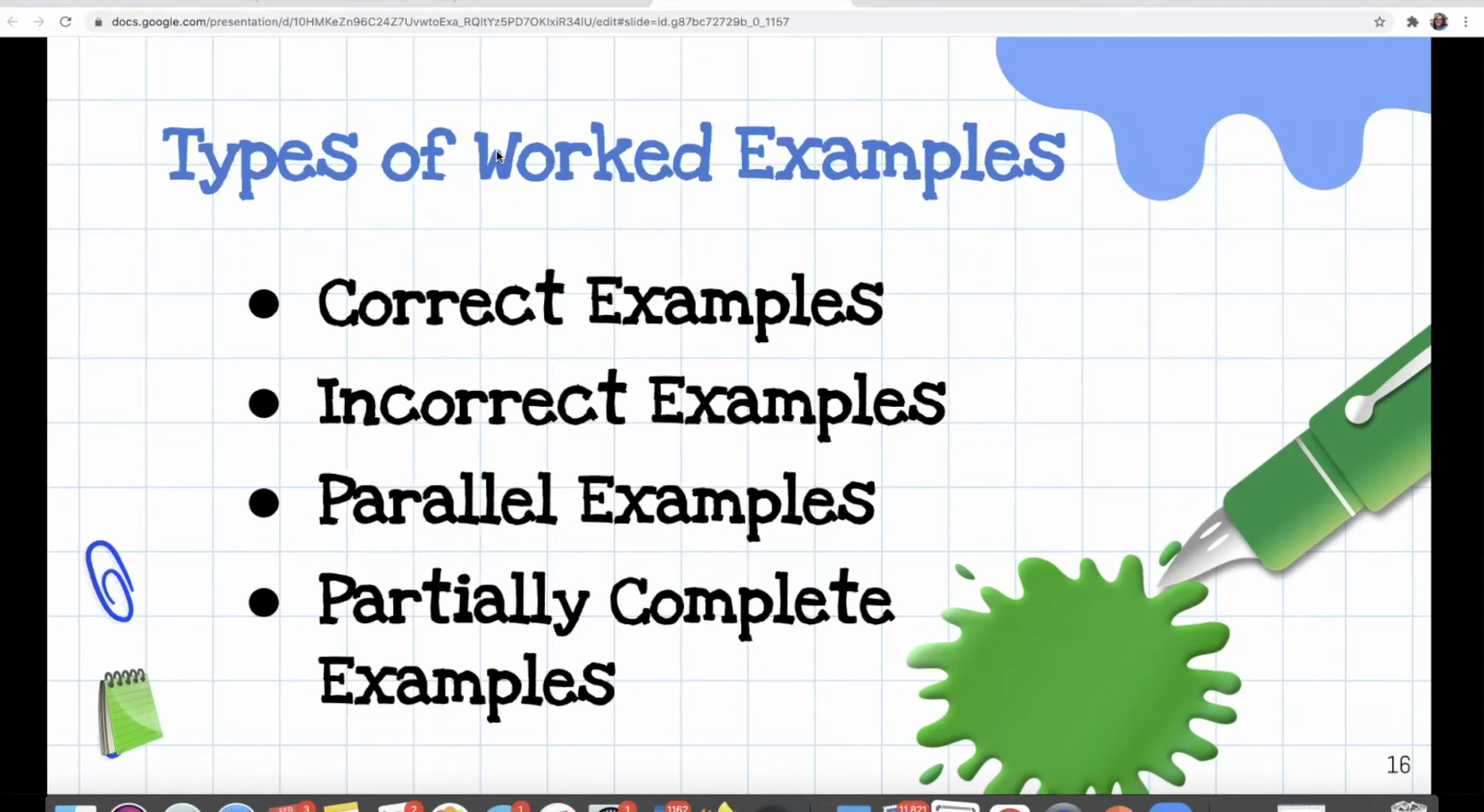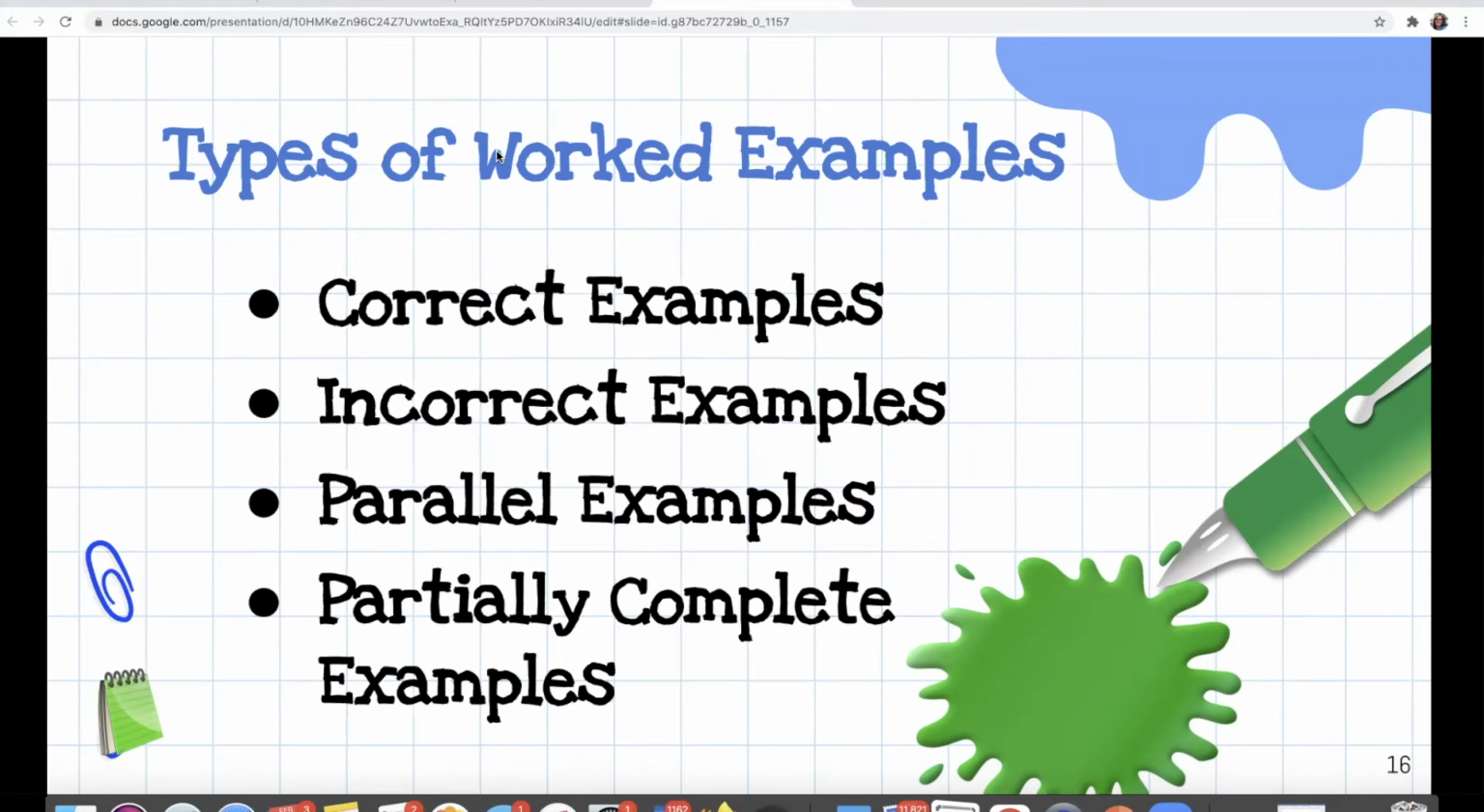Types of worked examples. Now, we've already talked about several of these. We've talked about correct examples and incorrect, and we also talked about just a few minutes ago about partially completed examples. But there's another one that's in there, and that's parallel examples. So I'm just going to talk real quick about the fact that if we're working with correct examples, they need to be correct. You may scaffold those correct examples in many different ways. Like I said before, color coding, highlighting, arrows, those kind of things. Those are all in there. And we're going to show a couple of those today.